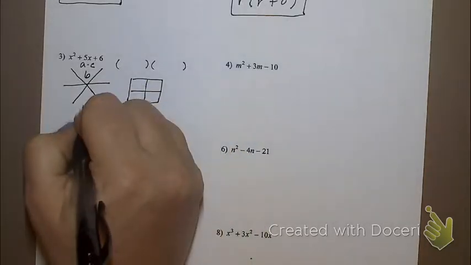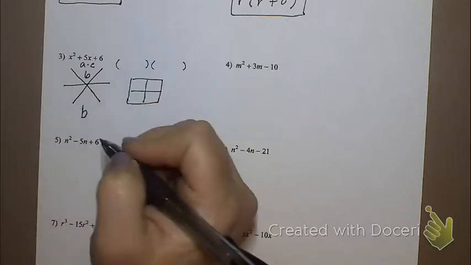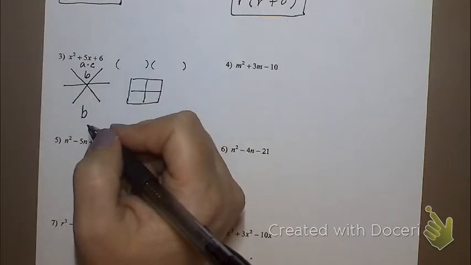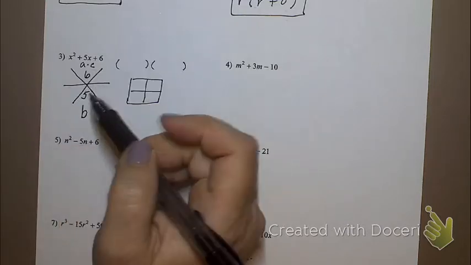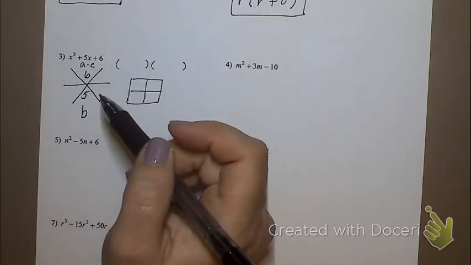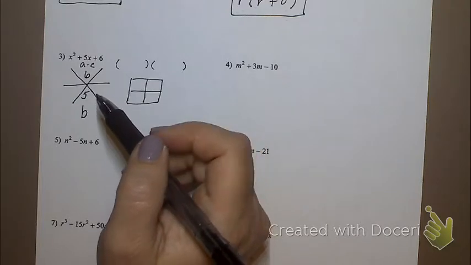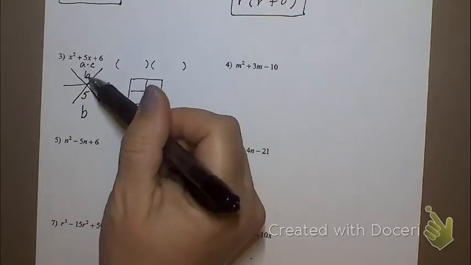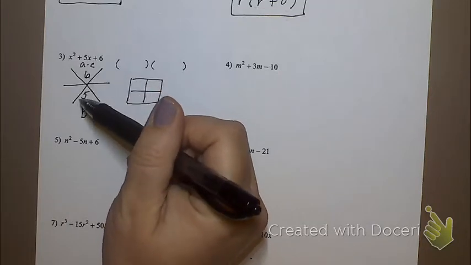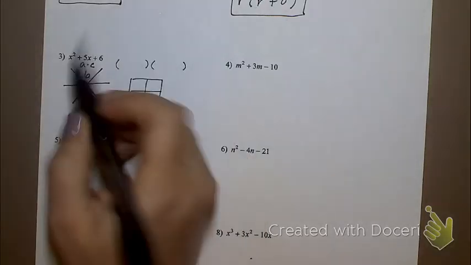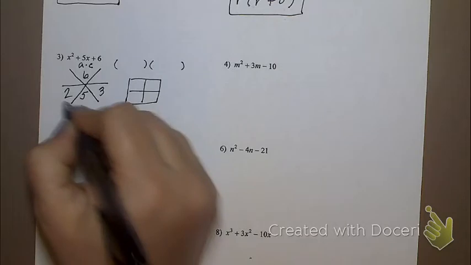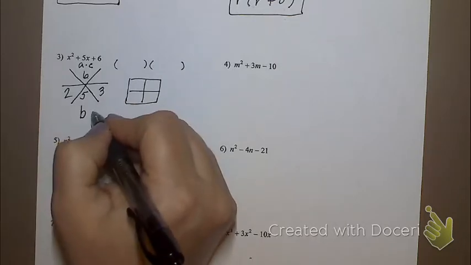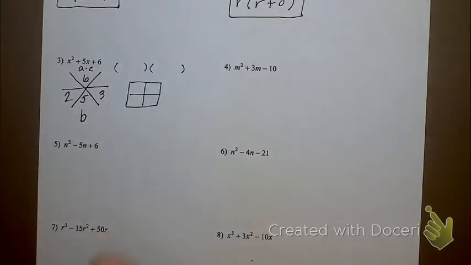On the bottom, I'm going to put the B value. What is the B value? 5. So I have 6 on top and I have 5 on the bottom. Now here's the one part where you have to think for a bit. What 2 numbers multiply to get 6, multiply to get the number on top, and add to get the number on the bottom? They have to do both. 2 and 3. So 2 times 3 is 6, and 2 plus 3 is 5. So that's the hard part.